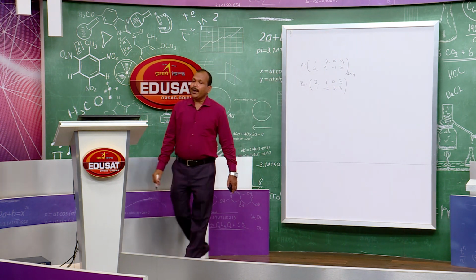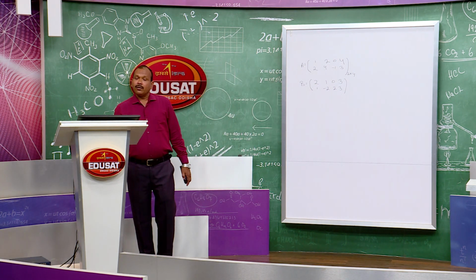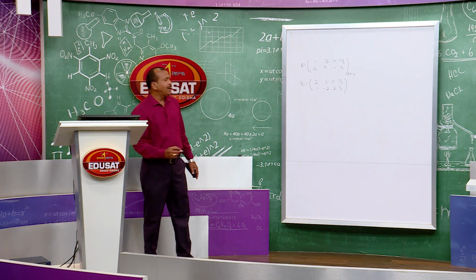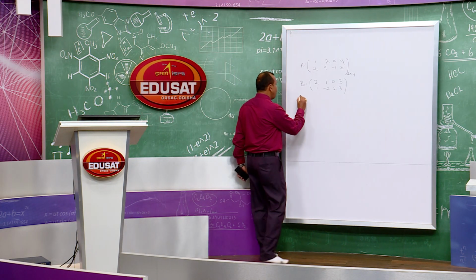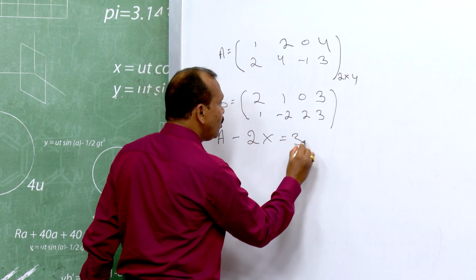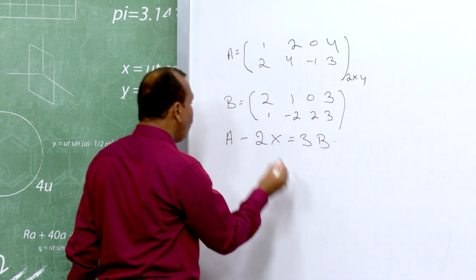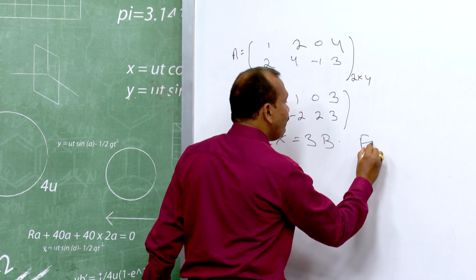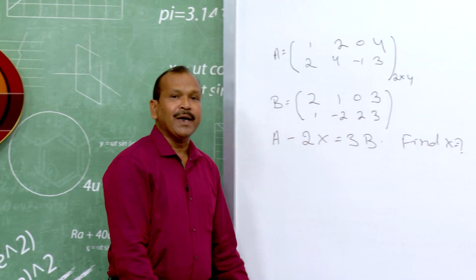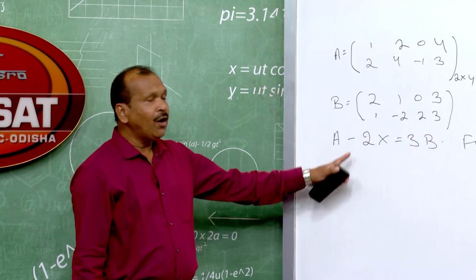We have to find... both A and B are 2 cross 4 matrices. We have to find X such that A minus 2X is equal to 3B. We have to find the X matrix. So how to find it?